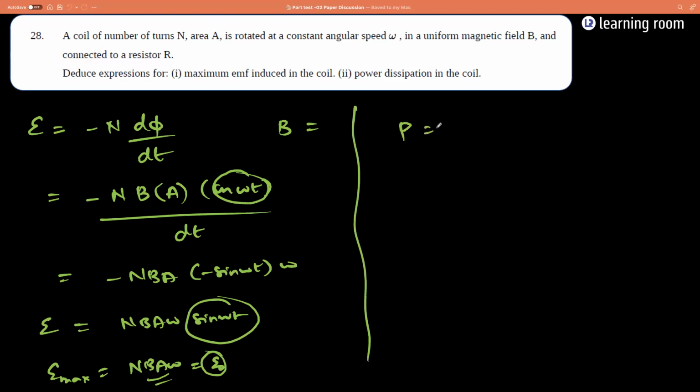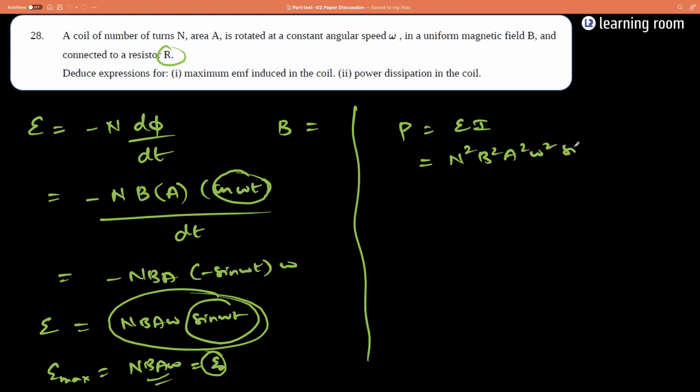So power dissipated in the coil is E into I, because it's a resistive coil. So what is the value of E? E is this value, N square B square A square omega square sin square omega t divided by R. Why did I write it like that? Because it is also written as E square divided by R. So this is going to be the power which is dissipated instantaneously. So if I calculate the average power, what will I get?